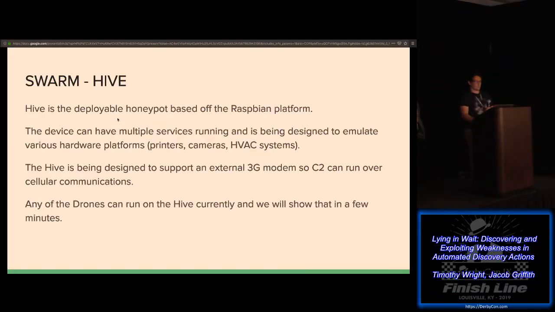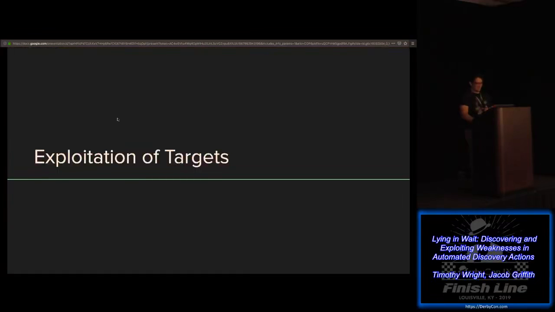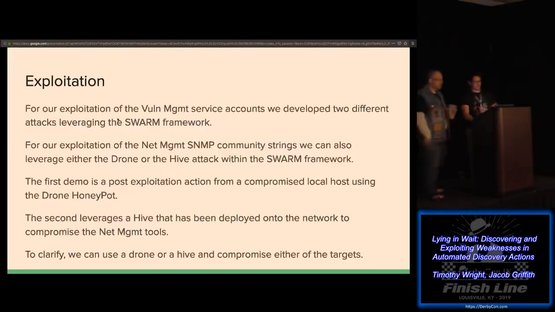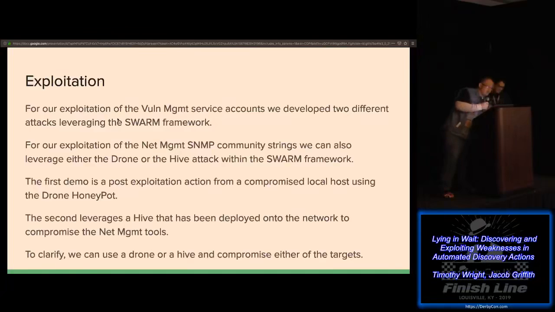And the Hive is a deployable physical device run on a Raspberry Pi that you can drop in an organization and hit the creds that way. Now, the great thing about the Hive is you have the option, you can put a 3G modem on it, so you can run the C2 over cellular communications, which the blue team wouldn't be able to see because it's not even on their network.